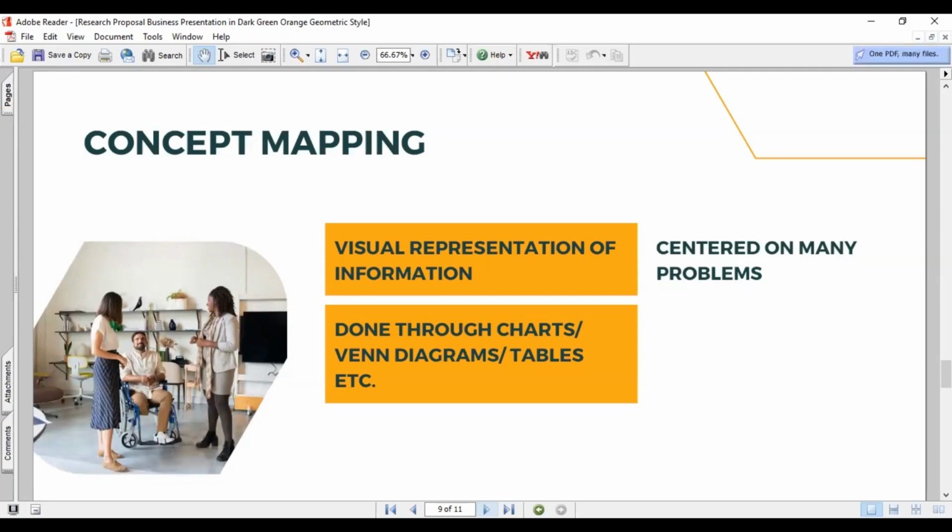Concept mapping, on the other hand, is centered on many problems, in which you see certain Venn diagrams, you see the intersections, you do the analysis, you come up with different perspectives, different aspects of a particular problem or a particular concept. So, concept mapping is this.